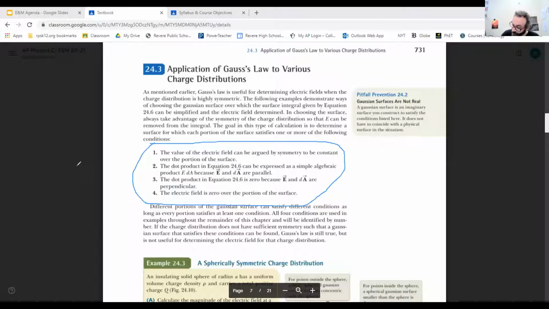And if the electric field we know is constant over the surface, then we can pull the electric field out of the integral, and then we can do the integral, because if it's just an integral over the area, we're going to end up with the area.